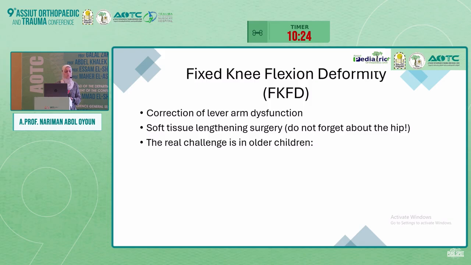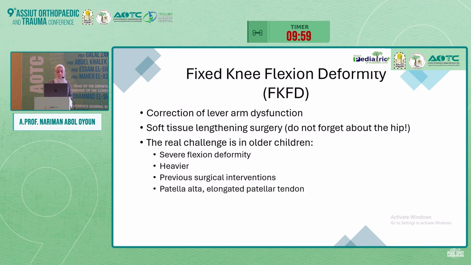The real challenge is in the older children who had already received surgery, who have severe flexion deformity as it increases with time, who are heavier in weight and have more difficulty bringing themselves up into the upright position. The presence of previous surgical intervention, especially hamstring lengthening, makes the whole area in the back of the knee in a scar state.